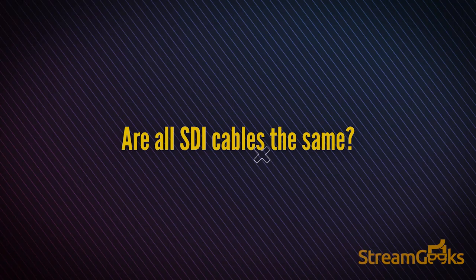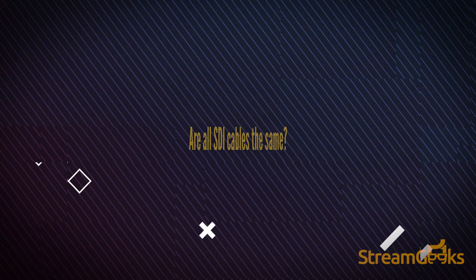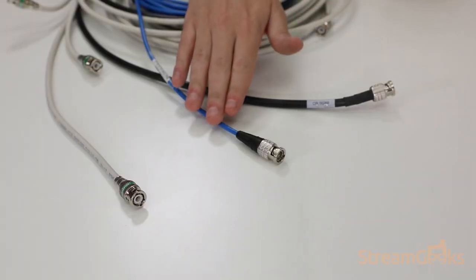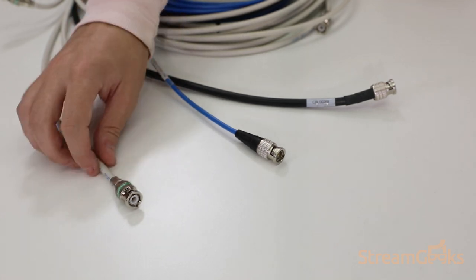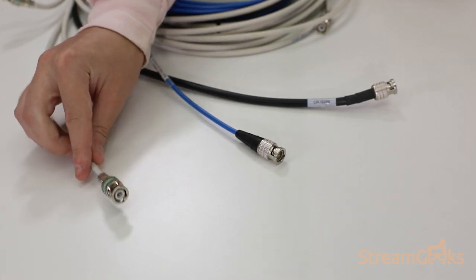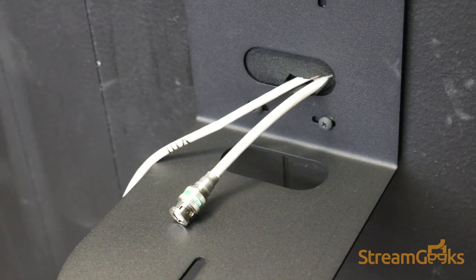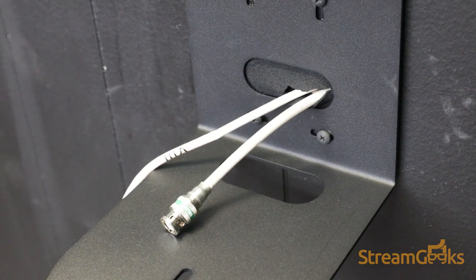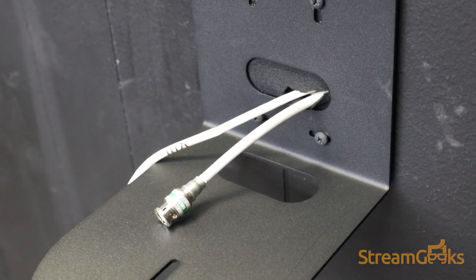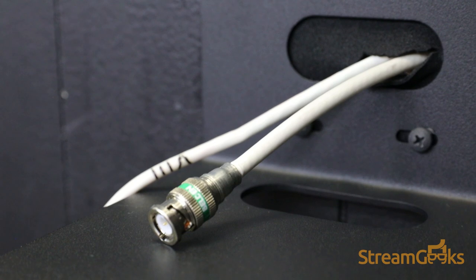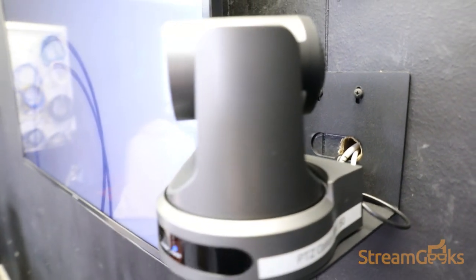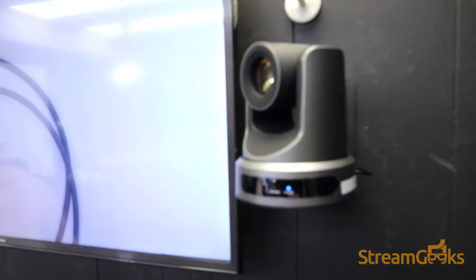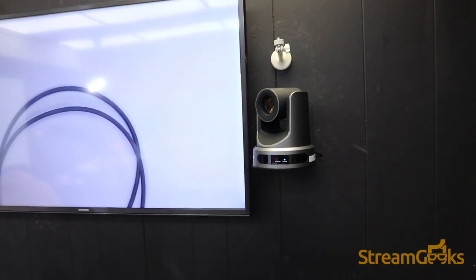Are all SDI cables the same? SDI cables come in many different varieties. The first type you should know about is called plenum versus non-plenum cabling. Plenum-rated cabling is rated for use inside of walls and ceilings. Therefore, many permanently installed cables that reach long distances require plenum-rated cabling to keep up with safety regulations.